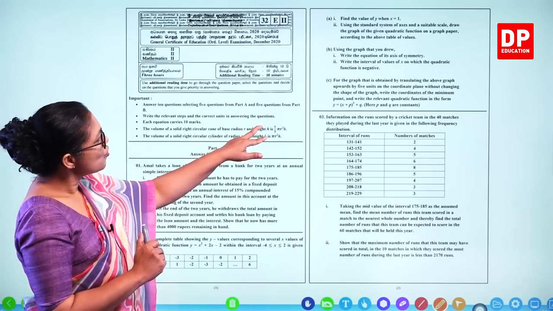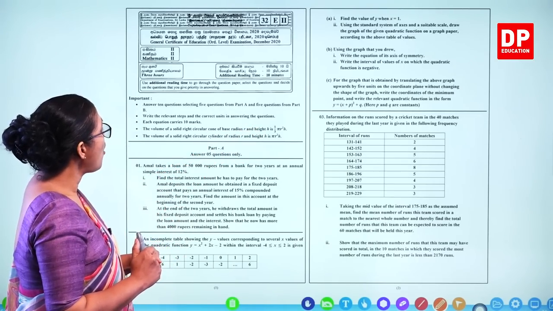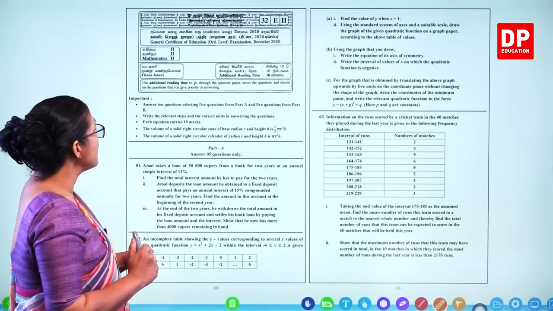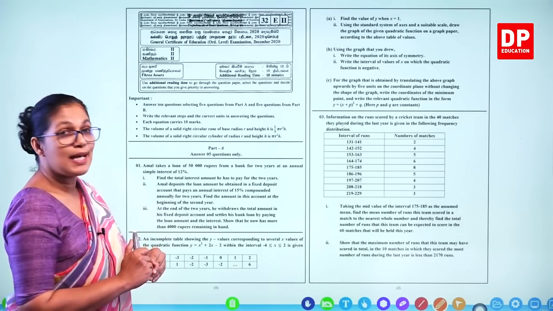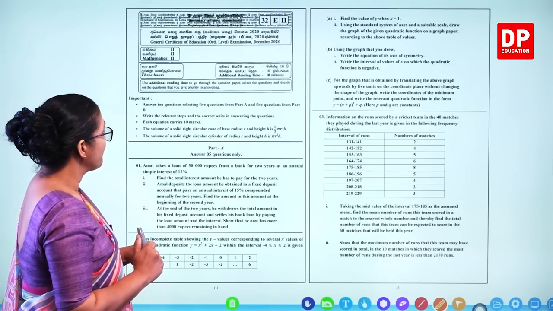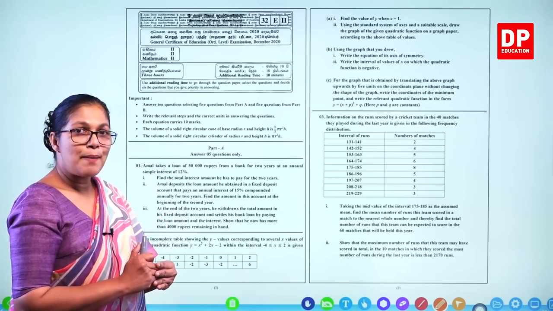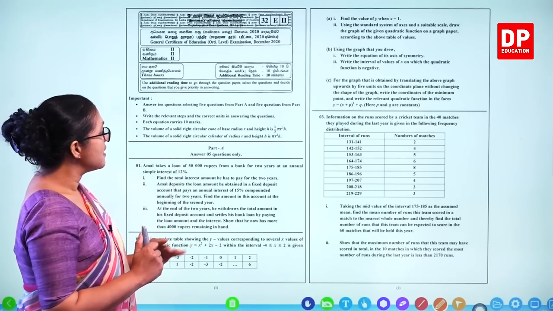And these two formulae are given: the volume of a cone is 1/3 pi r squared h, and the volume of a cylinder is pi r squared h. And you can ask for line papers and do those questions separately.